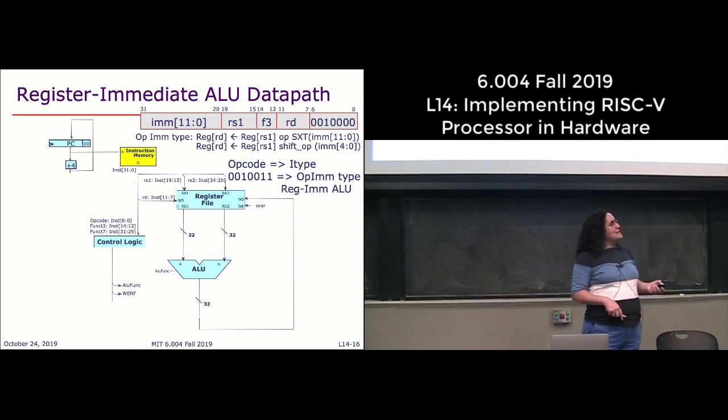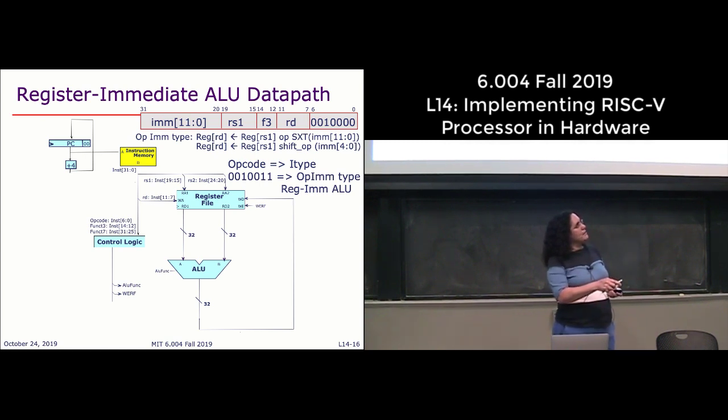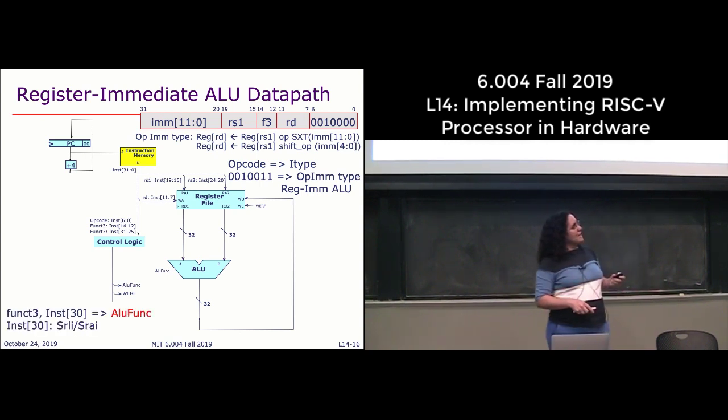All right, so now once again, I'm going to use the F3 field and I'm going to use the instruction 30-bit in order to tell what my ALU function is. Now notice that instruction 30 is only used in the shift operations where this upper portion of my immediate is actually not being used. Okay, so I can use it instead to encode, am I doing a left shift or a logical shift or an arithmetic shift.